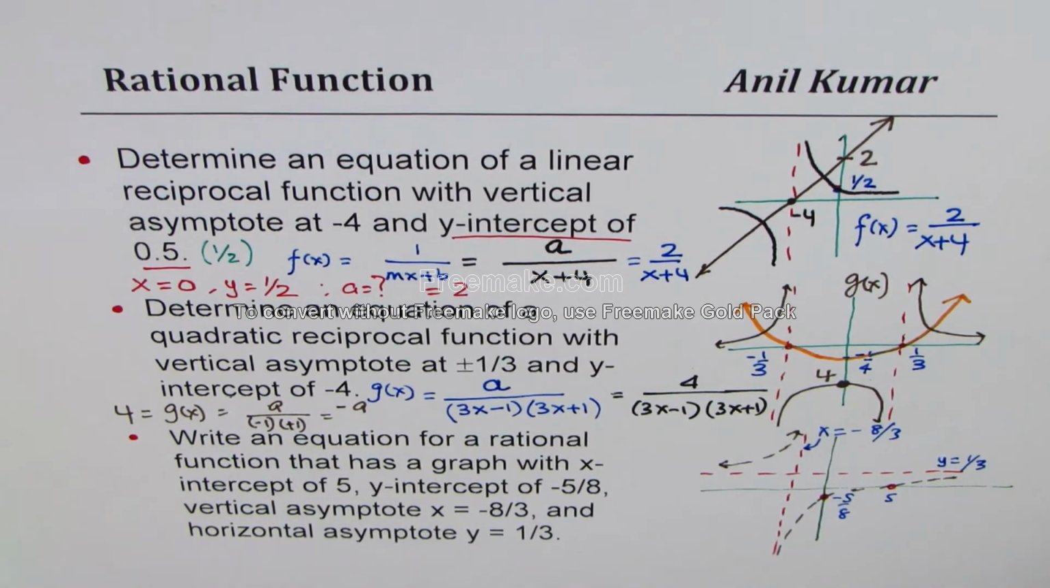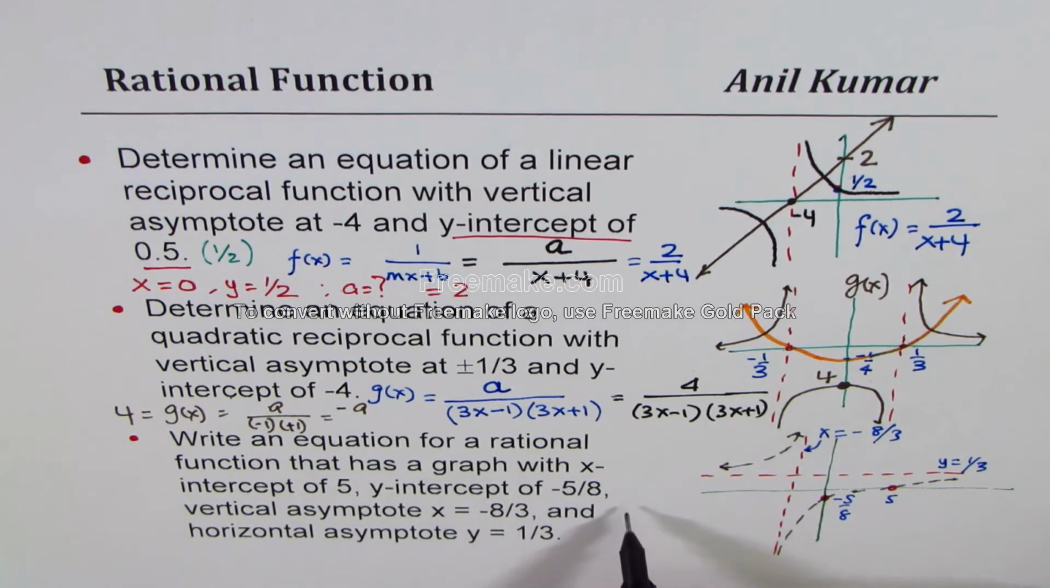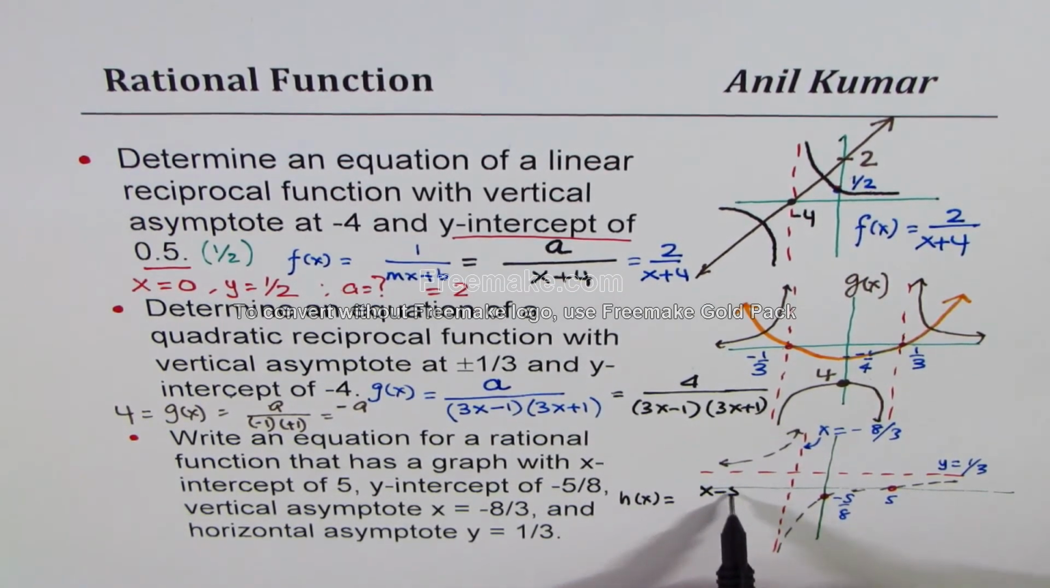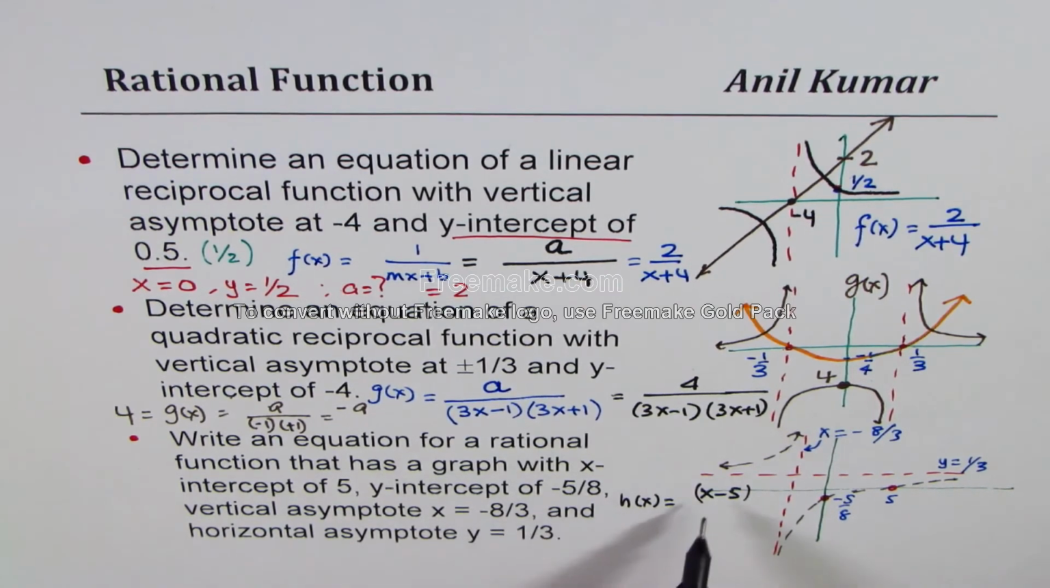How do we get the equation of this function? We can begin with the conditions given to us. X-intercept of 5. That means at 5, the numerator should be 0. Is it okay? So we get this function, let's say h of x, equals, in the numerator, x minus 5. Now this will ensure x-intercept of 5, correct? Y-intercept of minus 5 over 8. Okay, so we can get back to this later because we could find the a value with the help of this.